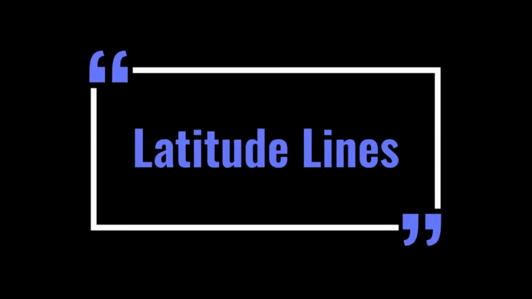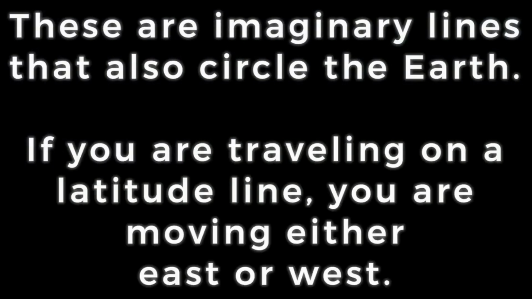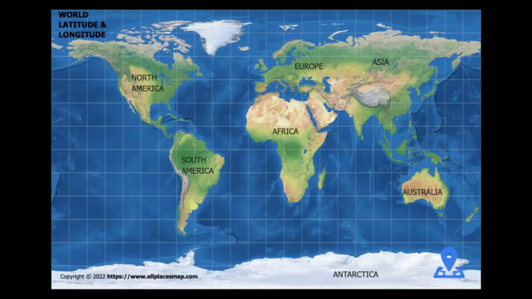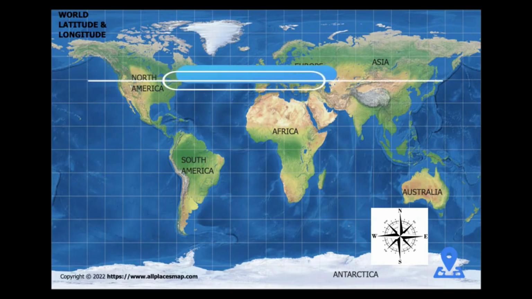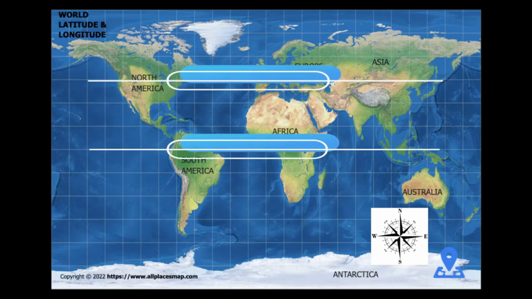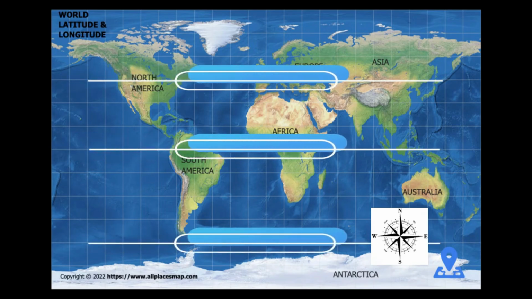Latitude lines. These are imaginary lines that also circle the Earth. If you are traveling on a latitude line, you are moving either east or west. Here we have our map again with our longitude lines, and these are the latitude lines. They run from east to west. All of these lines are called latitude lines. It's kind of like a ladder.